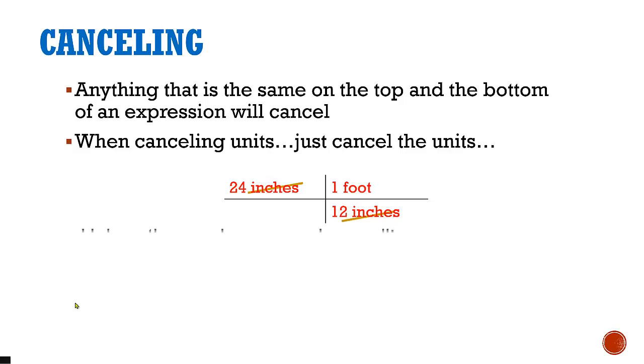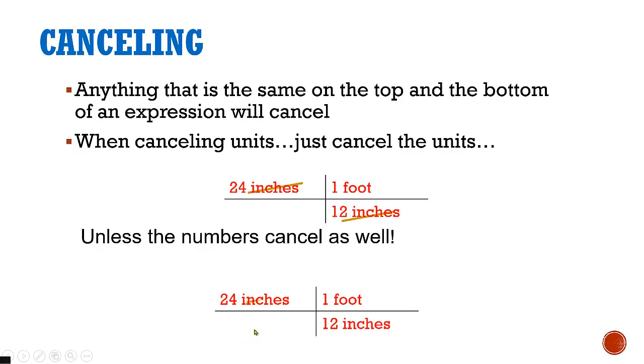Now, once I've canceled out my units, I can also see if any of the numbers cancel out. So my inches are canceled out. Look, I see that 12 goes into 24 twice.